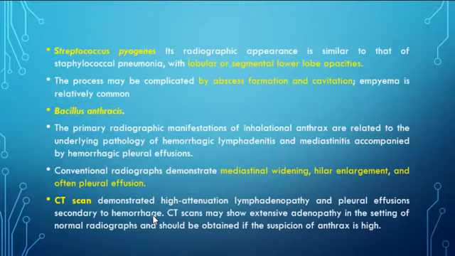Talking about Bacillus anthracis, the primary radiographic manifestations of intrathoracic anthrax are related to the underlying pathology of hemorrhagic lymphadenitis, mediastinitis, and hemorrhagic pleural effusion. So we expect mediastinal widening, hilar enlargement, and often pleural effusion. Talking about the CT, it demonstrates pleural effusion and lymphadenopathy, and CT may show extensive adenopathy in the setting of normal radiographs, and should be obtained if the suspicion of anthrax is high.